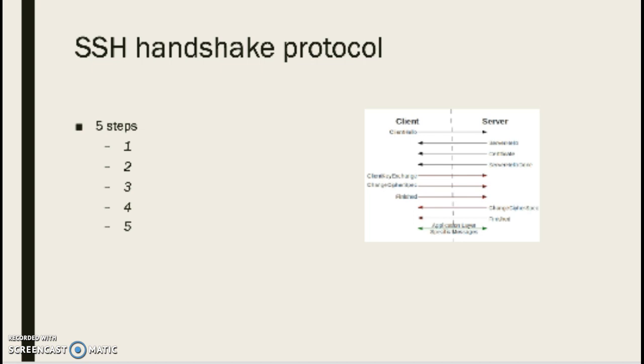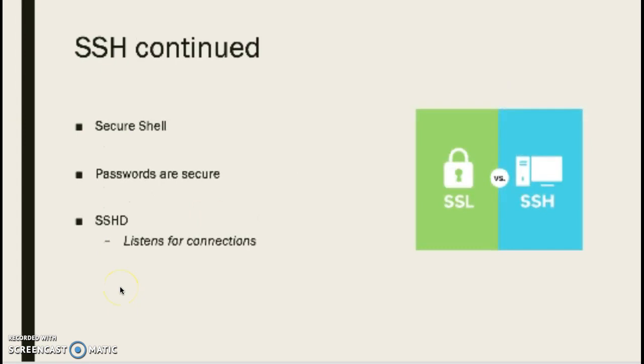And then step 5, the client start remote, is the work application, which lets the client, after it identifies if it's a secure network, start working on whatever it wants to do on this request. Once again, it's Secure Shell. All the passwords on SSH are secure.